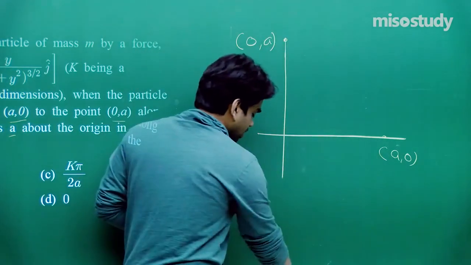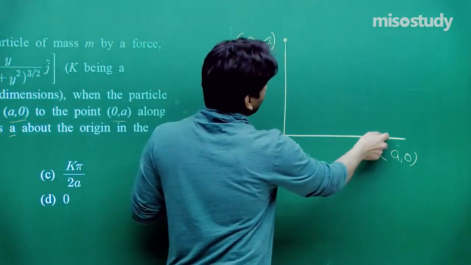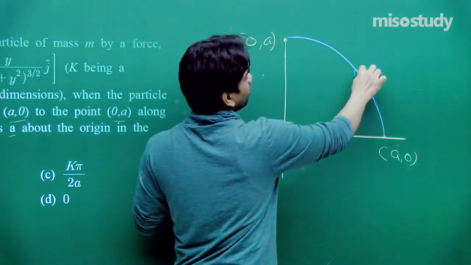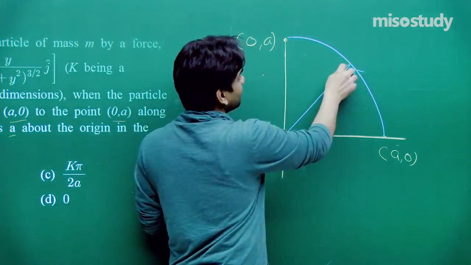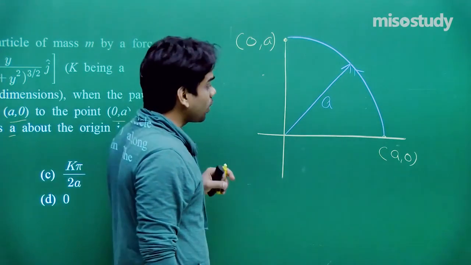Now because it is taken along a circular path, I am drawing a circular arc here. It has been taken along this path. Because the radius is also given as a, we have to mark this as the radius. That is what has been provided to us.